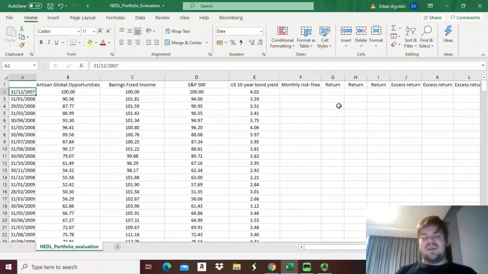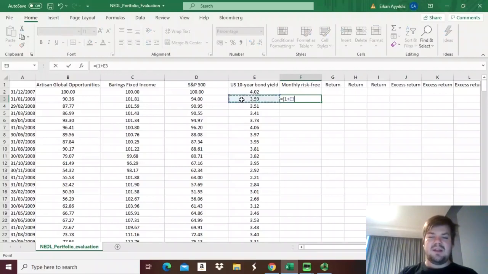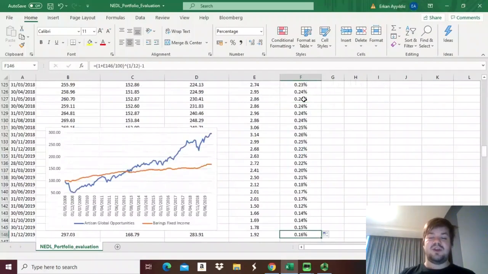Obviously, as we investigate our performance on a monthly frequency, we need to convert those annual yields into monthly yields. To do so, we apply our geometric average formula: 1 plus the yield, divided by 100 to convert it into percentage, to the power of 1 over 12, as there are 12 months in a year, minus 1. Now we can bottom right click it all the way down and see how the monthly risk-free rate changed throughout the years.